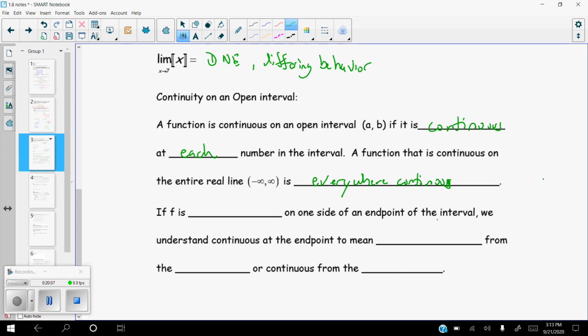I think I keep misspelling this. I'm leaving out the extra O. There we go. It's called everywhere continuous. Why it's not called continuous everywhere, I don't know. You can say it that way. It doesn't make any difference.